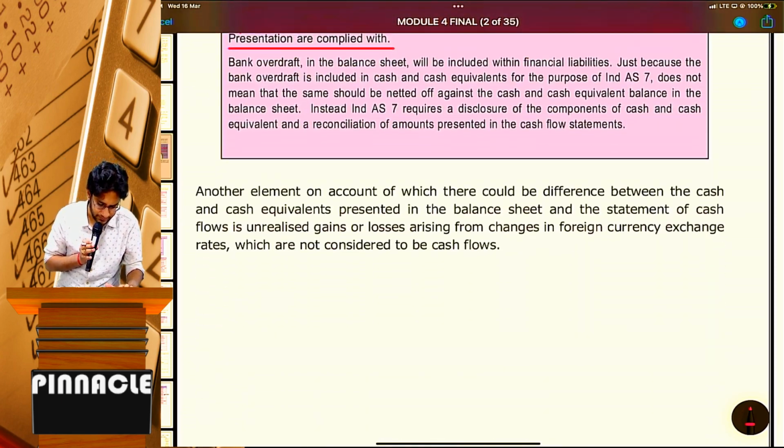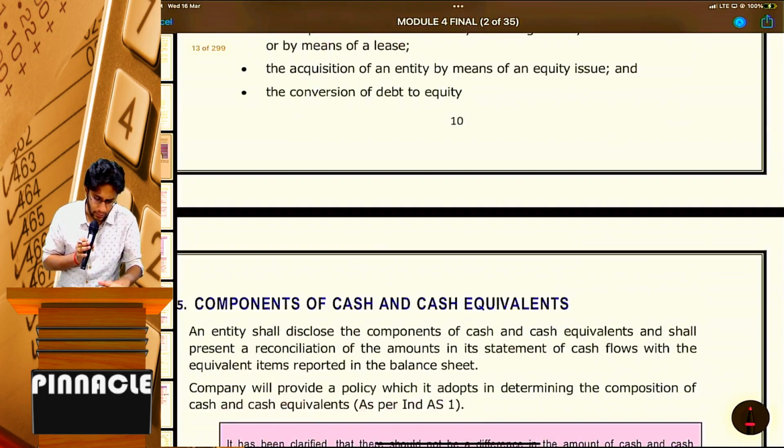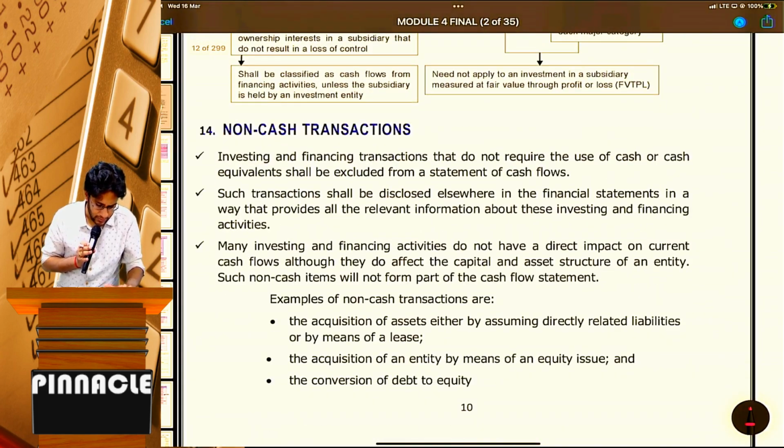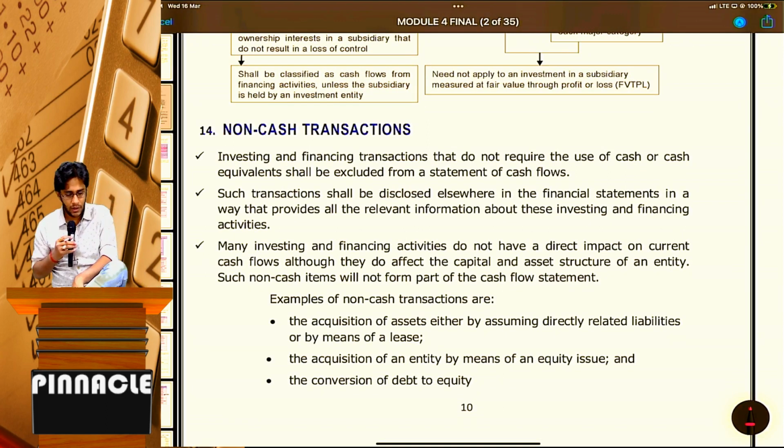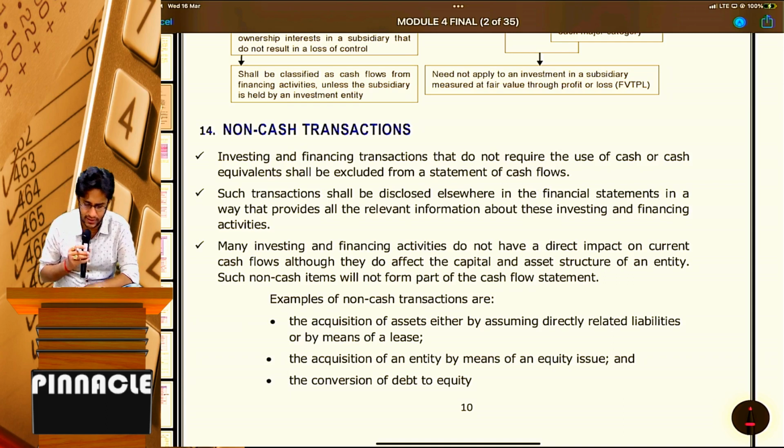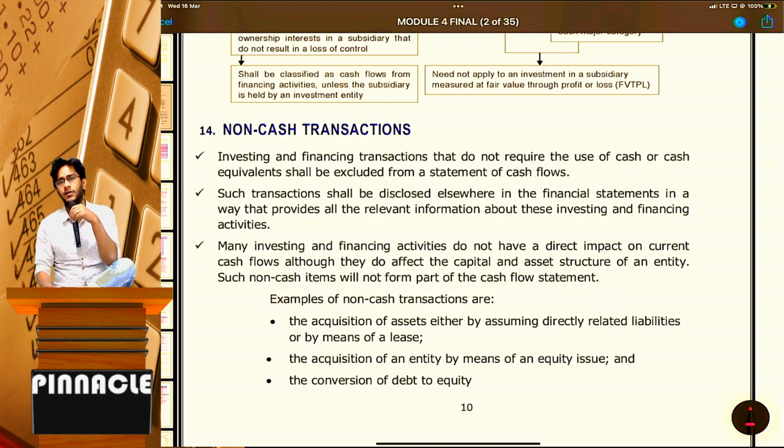The main point in this. Okay, there is one more point that I will tell you later on. Okay, coming to this point, go to the 14th one, non-cash. Investing and financing transactions that do not require the use of cash or cash equivalent should be excluded from the statement of cash flows. Plant and machinery purchased on credit, plant and machinery purchased by issue of equity shares, issue of bonus shares. All these are purely non-cash activities. They will not come in your cash flow statement.